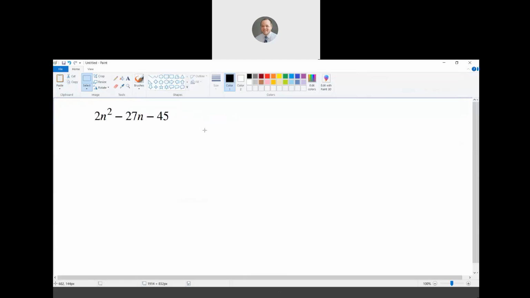We want to factor this trinomial. There's no GCF to pull out, so the next step is multiply your outer numbers. For this problem, it's 2 times negative 45, and that gives us negative 90. Now we need to figure out what factors of negative 90 will somehow add or subtract to give us negative 27 in the middle.